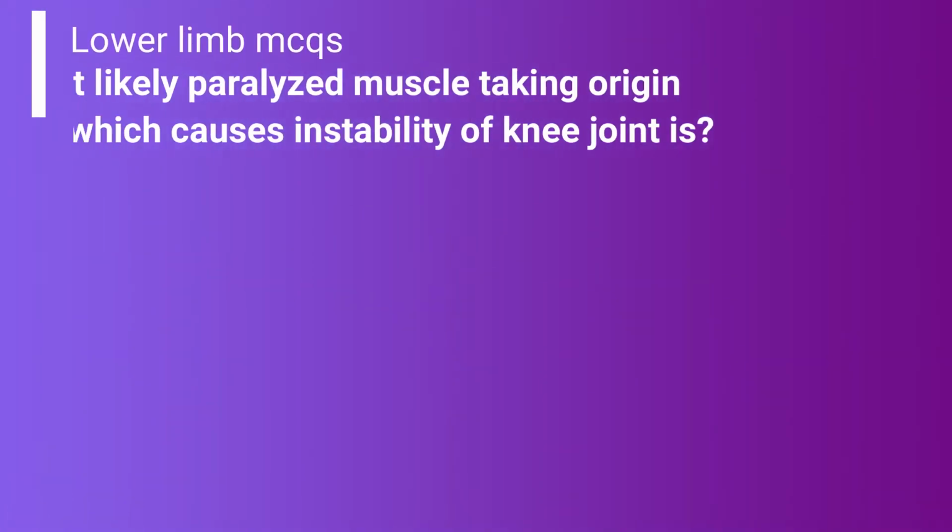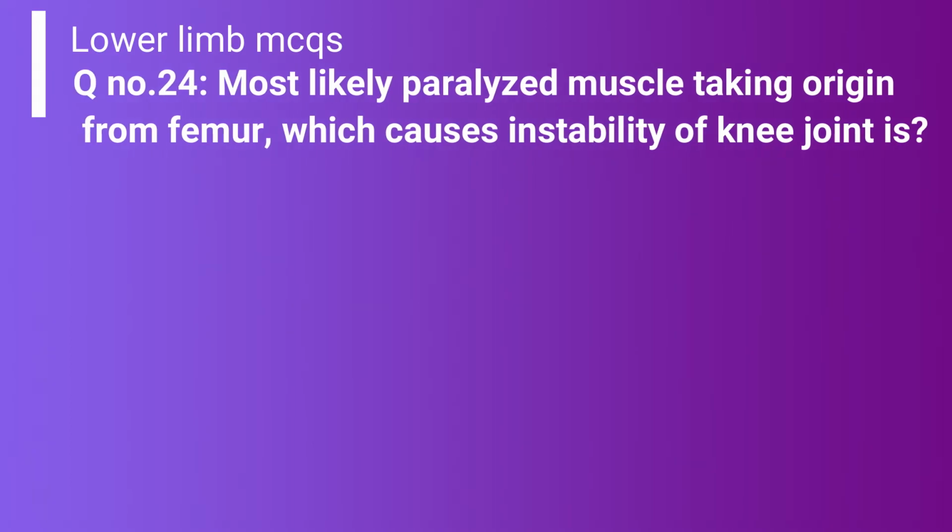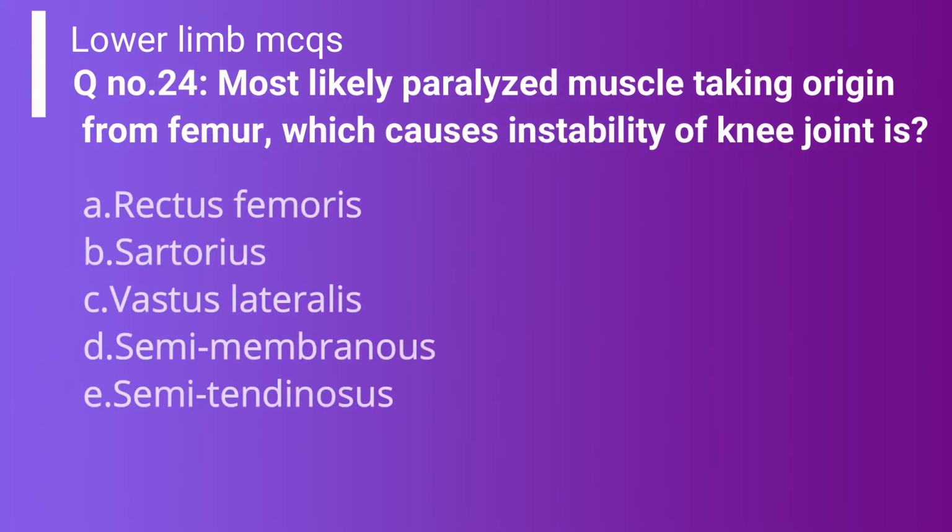Question number 24. Most likely paralyzed muscle taking origin from femur which causes instability of knee joint is option A, rectus femoris. Option B, sartorius. Option C, vastus lateralis. Option D, semimembranosus. Option E, semitendinosus.